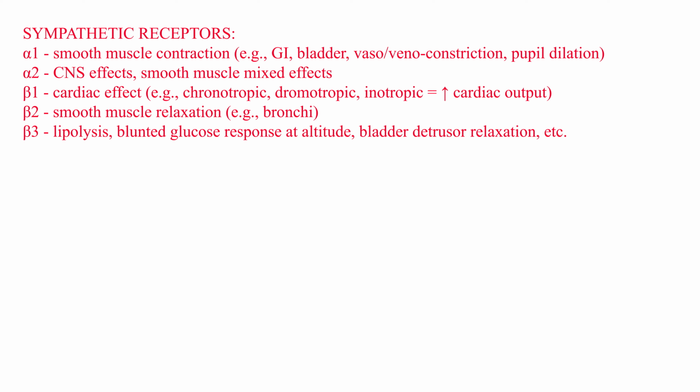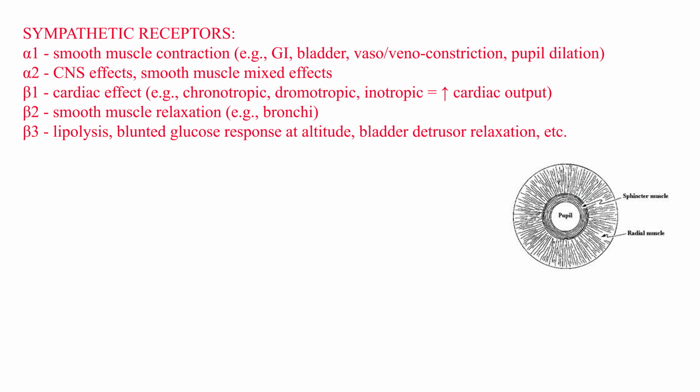Pupil dilation works primarily by the radial muscles in the eye that contract and pull the iris open. That's opposed to the parasympathetics, which will be a smooth muscle contraction of the concentric rings near the center of the pupil, or near the center of the iris, and that will pull it closed.